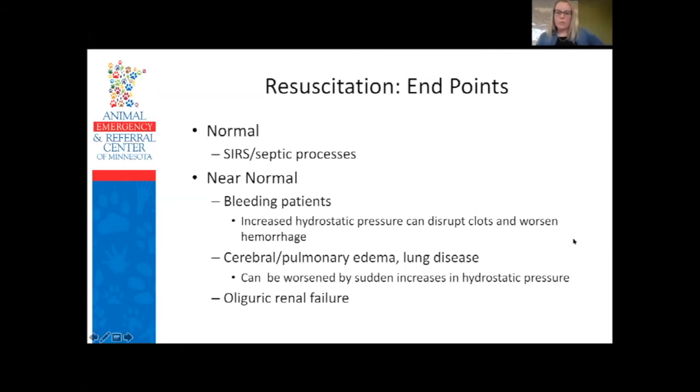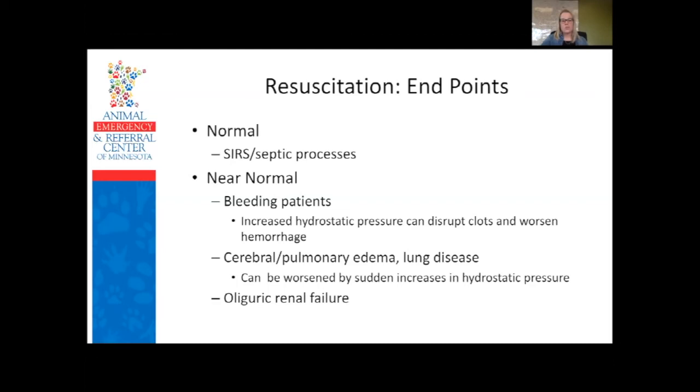All right, so going back to these resuscitation endpoints, we talked about our normal endpoints, and targeting normal endpoints is appropriate in patients with underlying systemic inflammatory response syndrome conditions. So your pancreatitis, your gastroenteritis, patients with septic processes, you want to fluid resuscitate these guys back to normal. You want to give them the best perfusion that you can give them given their condition. Near normal endpoint parameters, we pick in a very specific subset of patients.